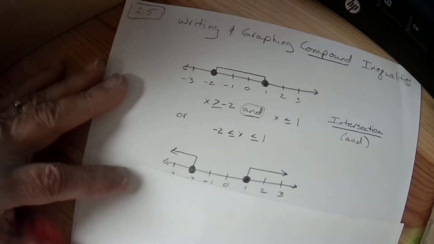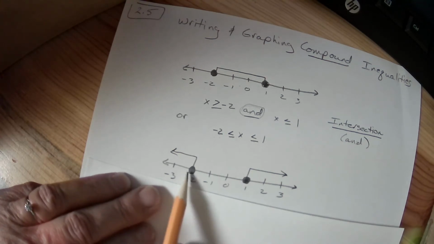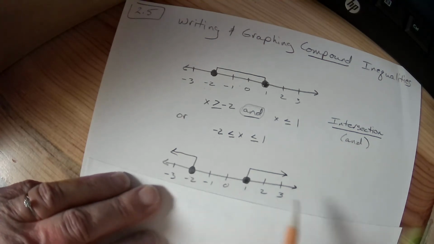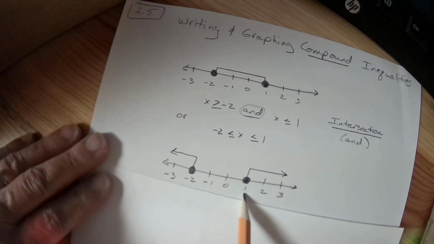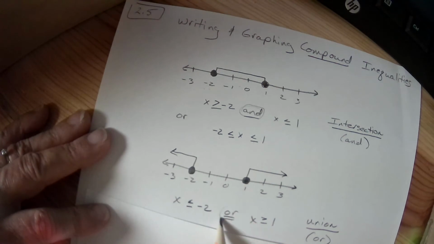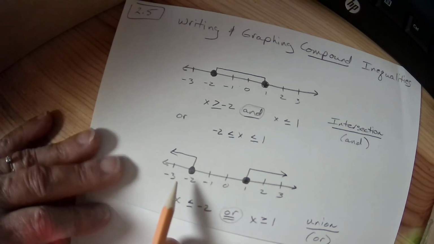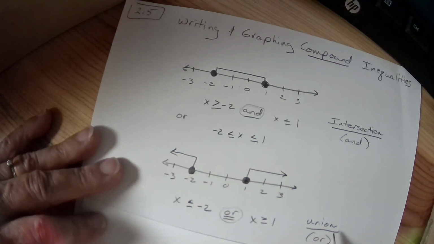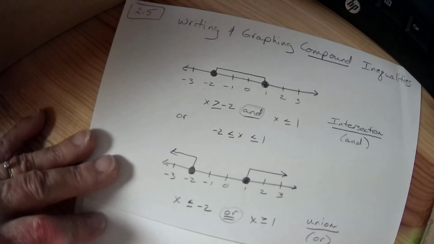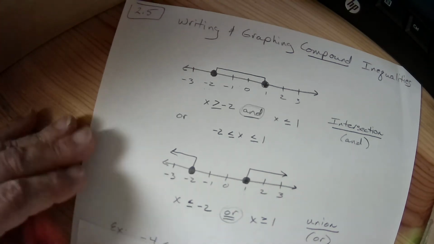Alright, the other situation you're going to run into is one that looks like this. So either x is less than or equal to -2, or x is greater than or equal to 1. And like I said, this is an or situation. There's no way it can satisfy both of these situations at the same time. So this is a union. It's called a union because it's either here or here. And this is how you write it. There's no really easier way to write that.